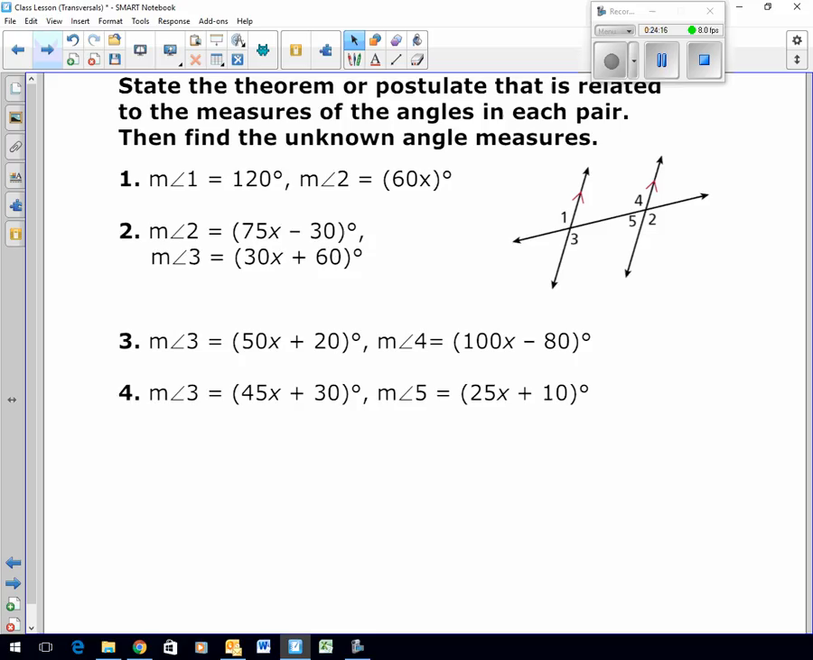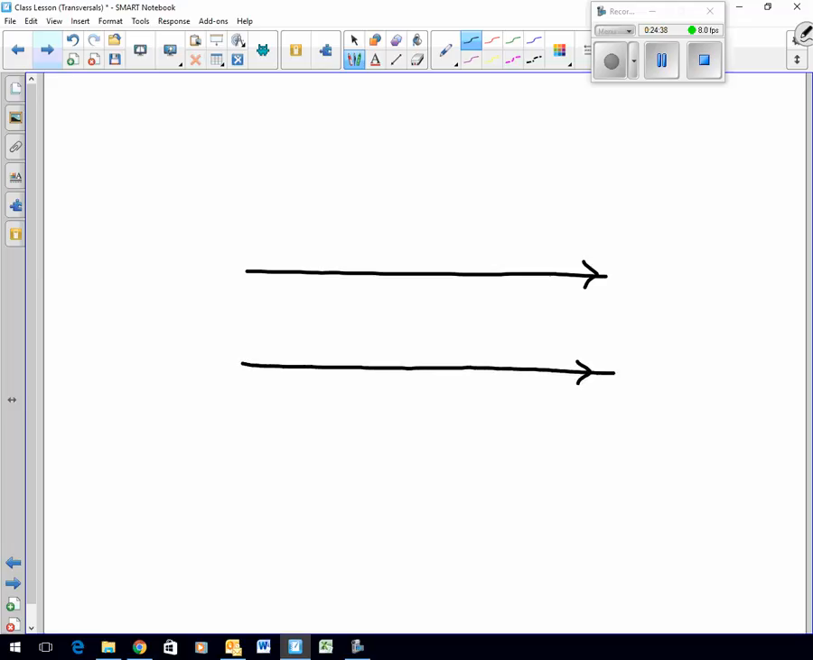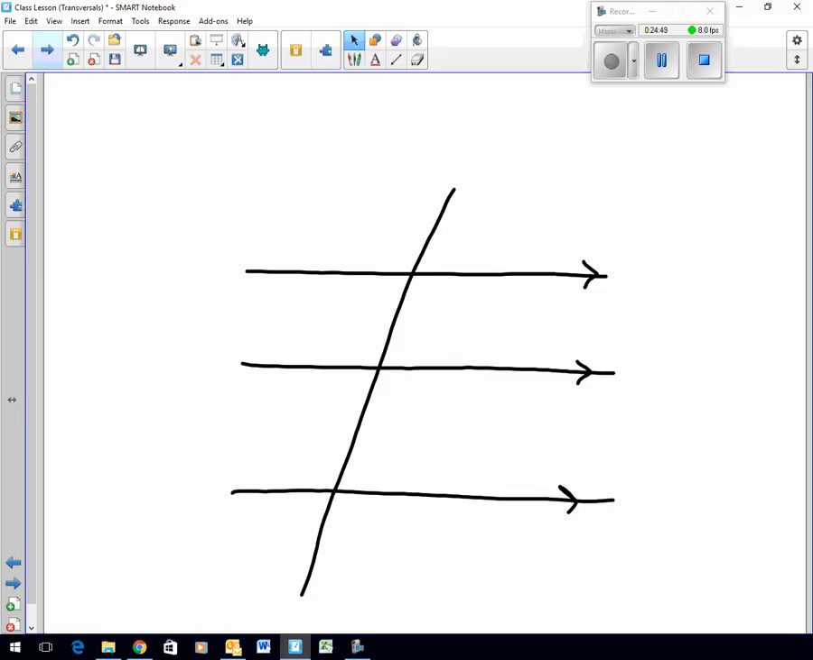Let me see if I can help you out with something like this. Write this down. I've got parallel lines cut by a transversal. You know what? I've got 3 parallel lines cut by a transversal. You ready?